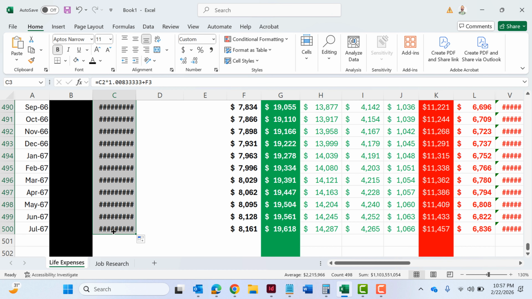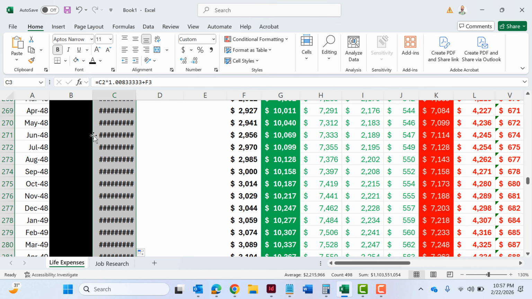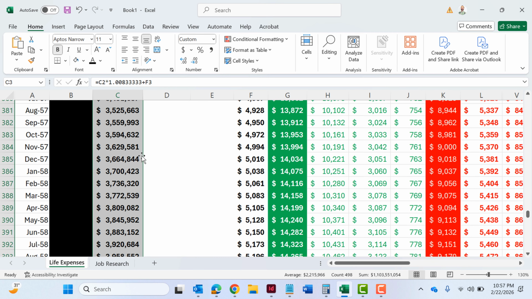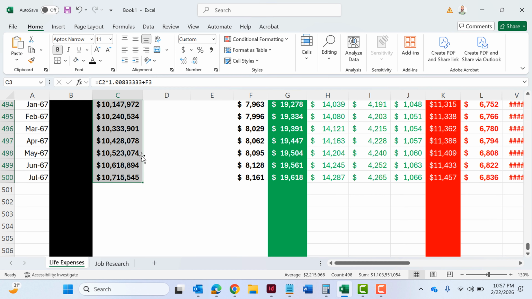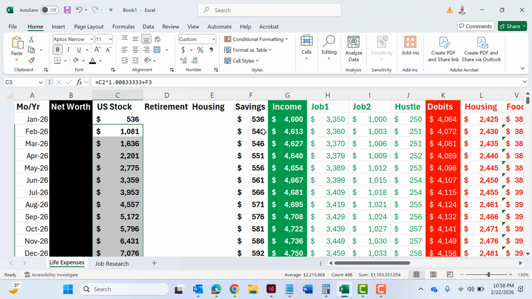Now you're going to see something you haven't seen yet, possibly. What are all these hashtags? That's Excel telling us that it's run out of space for these bigger numbers. So let's double click between our columns. Look at this. If you put in about $500 extra every month for about 50 years, you would retire with $10.7 million. Okay? That's what I wanted to show y'all.